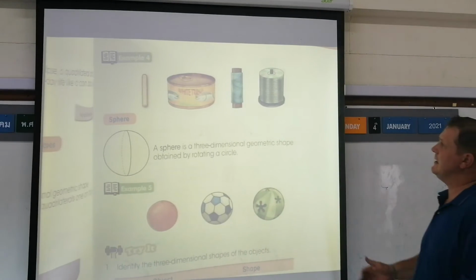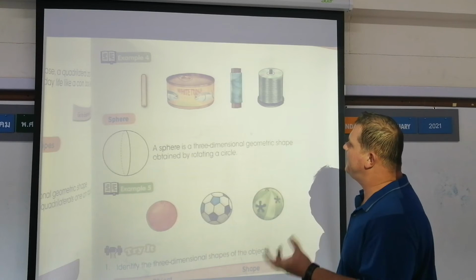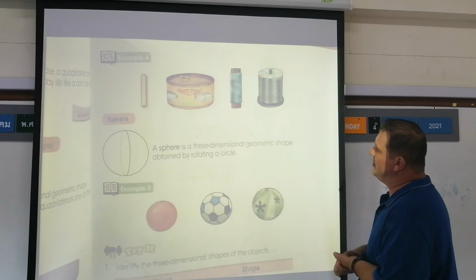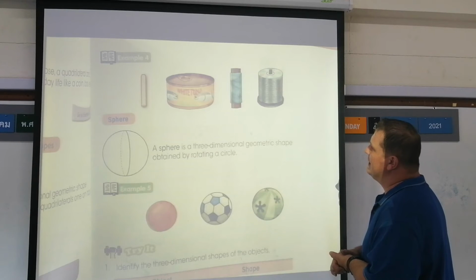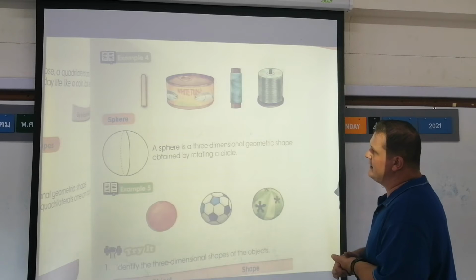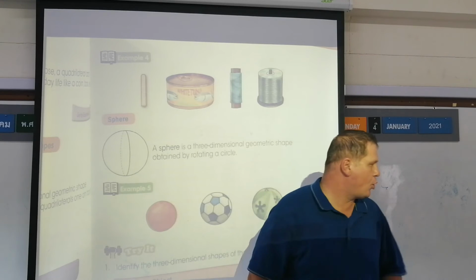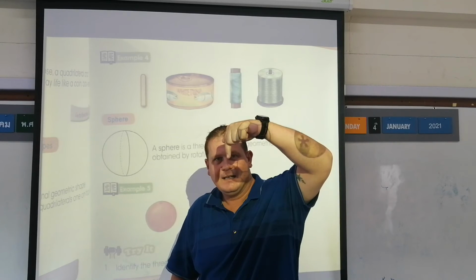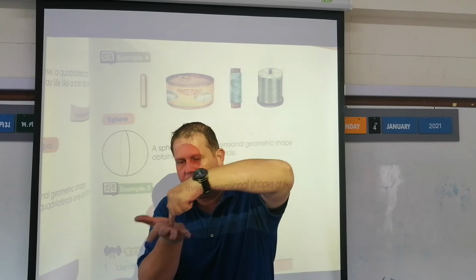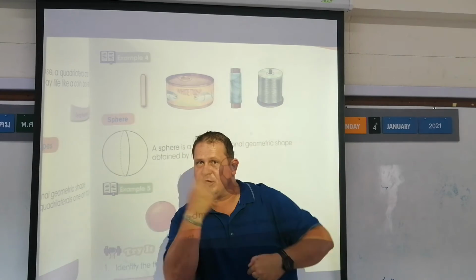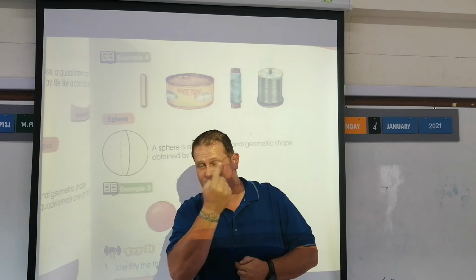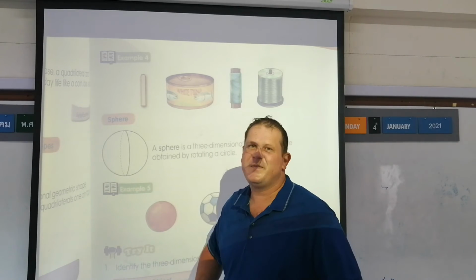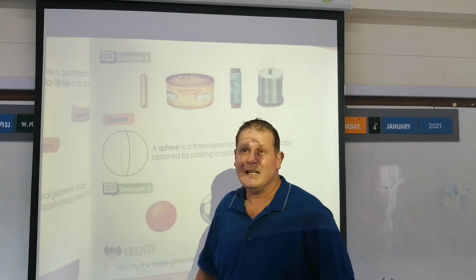Alright, a sphere. Guys, a sphere is a three-dimensional geometric shape obtained by rotating a circle. Alright? So that's basically, if you take a coin, you guys take a 10 baht coin, right? You put it on the table, you put your finger on top and you flick it, it turns like this, like crazy. You can see all the sides, right? And that's kind of a sphere, alright? That's what we call a sphere.